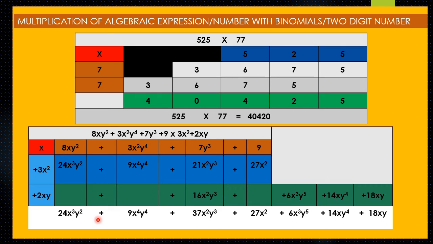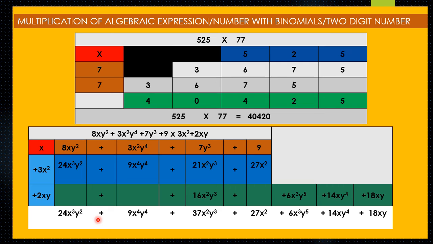Now while multiplying 2xy with the second term, 3x square y4, we get 6x cube y5. So there is no like term in the first row for this term. So I have to bring it out here, and I have put 6x cube y5 out of the table here. I have brought it out.